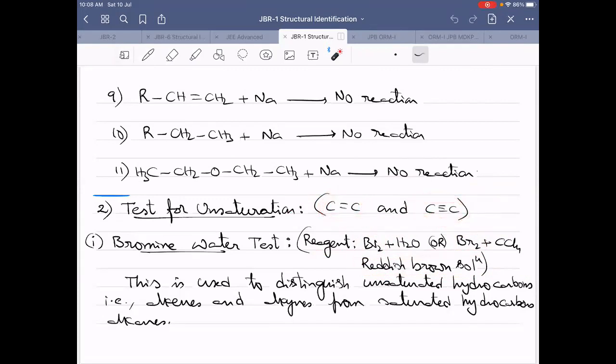If any compound with a carbon-carbon double bond or triple bond is present, and you add bromine water, the reddish brown color will disappear. That means the solution becomes colorless. So if the reddish brown color disappears, you can say there is some carbon-carbon multiple bond present, maybe alkene or alkyne. This is what we have written here, and everybody has copied this page already. Yes or no?